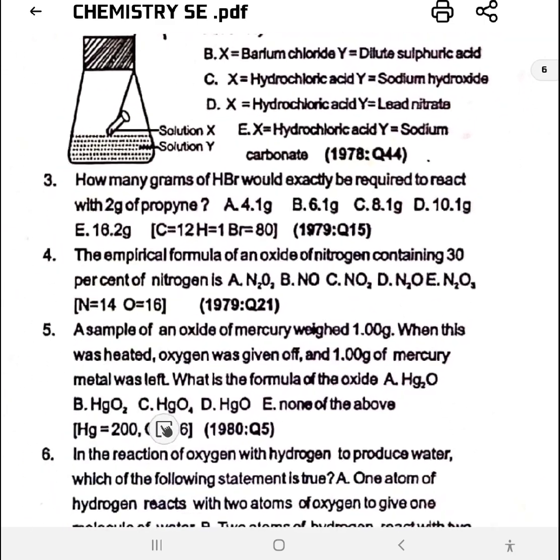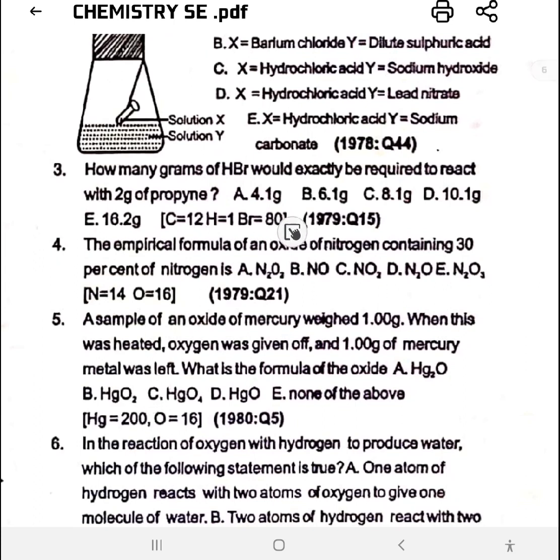Question 3. Now, our calculation questions are done separately in a calculation series, so we are going to be skipping every calculation question. Number 3 is a calculation question, will be skipped. Number 4 is another calculation question on empirical formula, we will skip. Number 5.